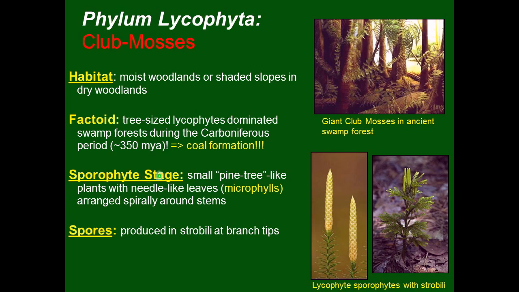The sporophyte stage is a small pine tree-like plant with needle-like leaves that are called microphylls, arranged spirally around stems. You can see a little bit of that off to the bottom right. You can see those little tiny sporophyte stages with those leaves that spirally go around. And then to the left of that we see the strobili, or cones, and that's where spores are produced at those branch tips.